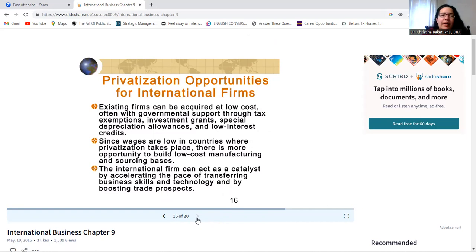Existing firms can be acquired at low cost, often with governmental support through tax exemptions, investment grants, special depreciation allowances, and low-interest credits. Since wages are low in countries where privatization takes place, there is more opportunity to build a low-cost manufacturing and sourcing base. The international firm can act as a catalyst by accelerating the pace of transferring business skills and technology and boosting trade prospects.